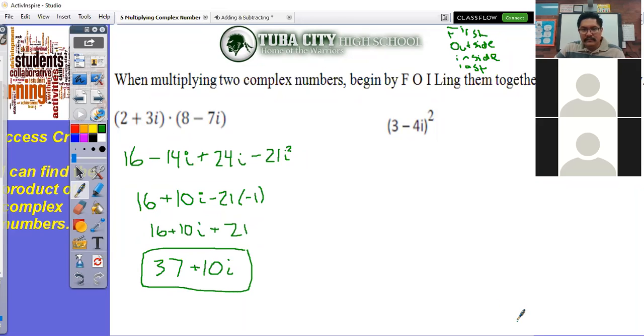Now again, with this next one here, I'll sometimes get this one too, so I'm going to do it the wrong way first.